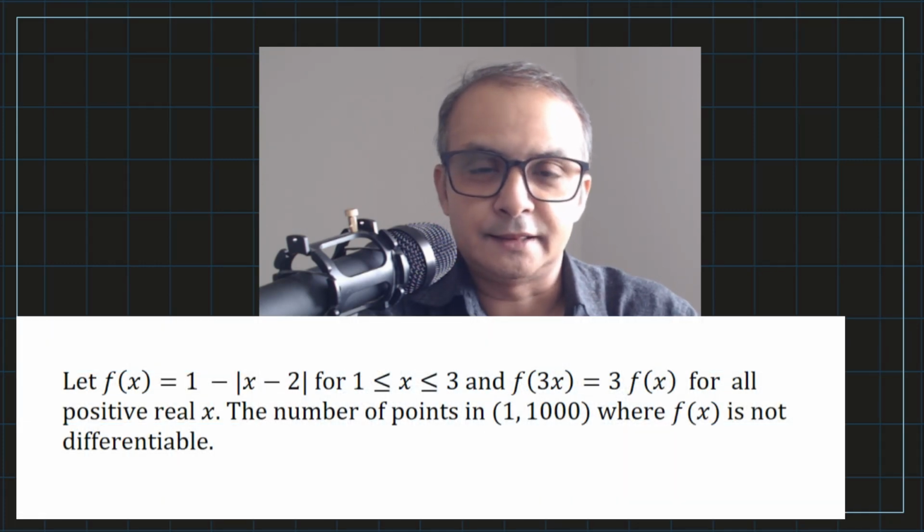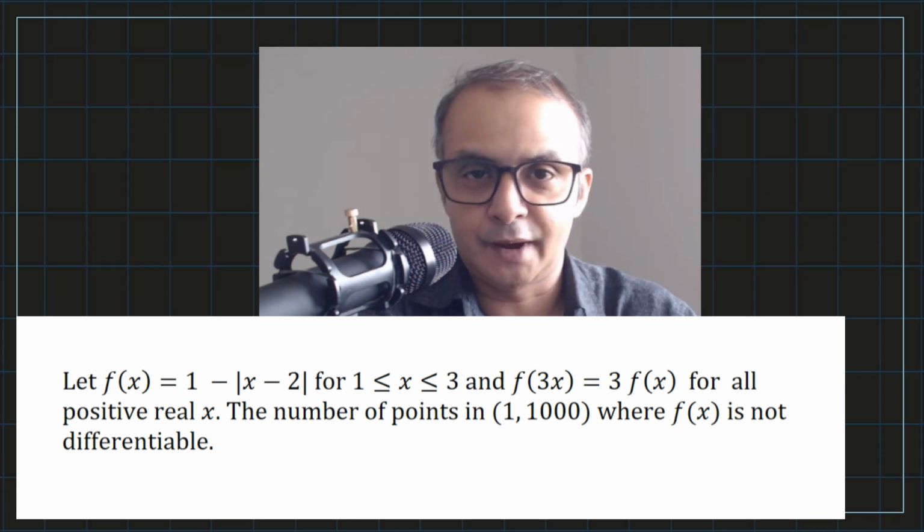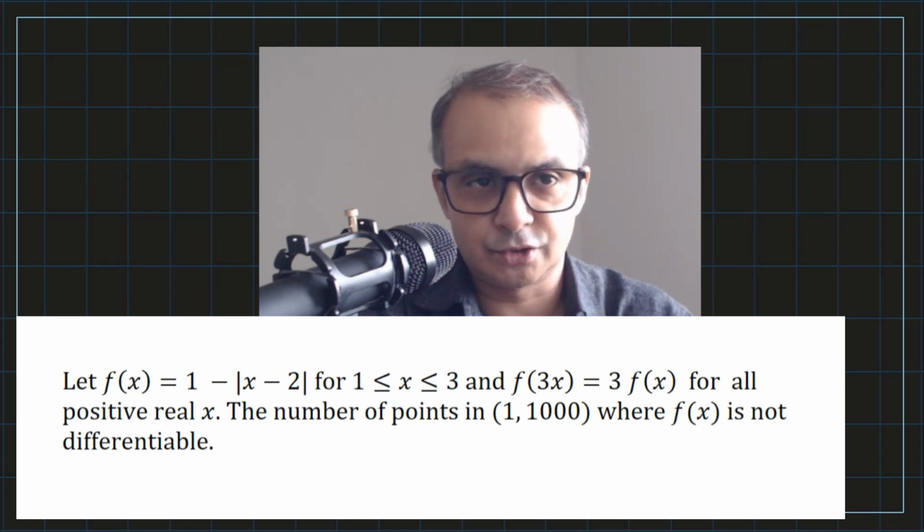Hello everyone. In today's video, we are going to explore a fascinating function that combines an intelligent recursion with the sharpness of absolute value. We are given a piecewise defined function as you can see on your screen. The function is defined as follows: f(x) is equal to 1 minus the modulus of x minus 2.